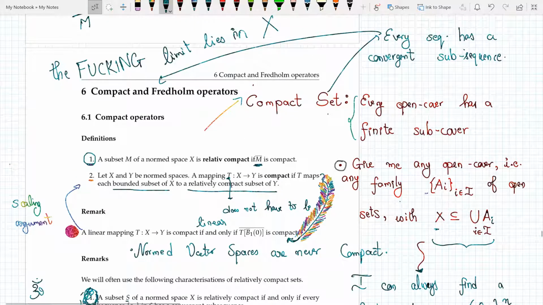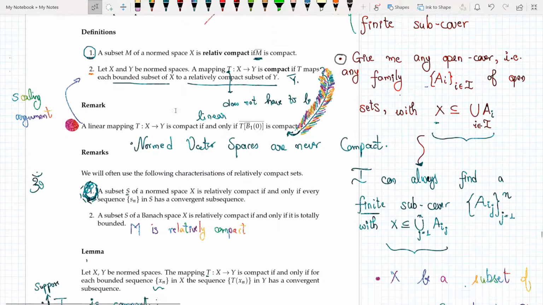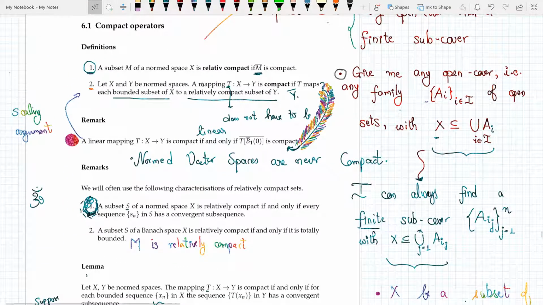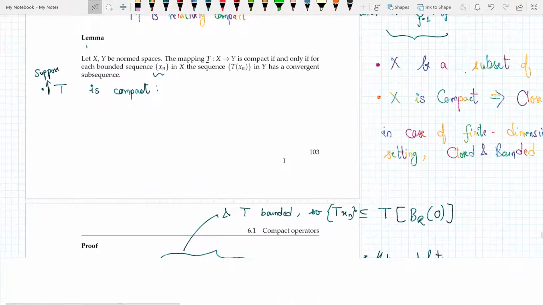And what do I mean by relatively compact subset of Y? Which means that Y closure is compact, which means I take any sequence in Y closure, it has a convergent subsequence. That's my point. Or if I take any sequence in Y, it has a convergent subsequence, but the limit might not lie in Y, it might lie in Y closure. Okay, so now what do I have?